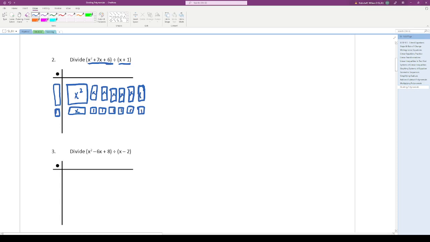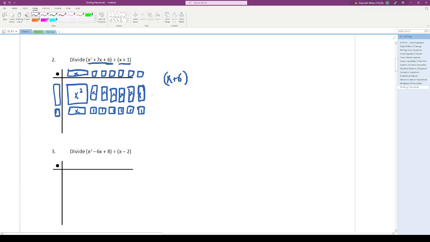On the top then, in order to make this work, we would need an x right here, and then we would need a 1 for each of these. So we get x plus 6 as our answer.